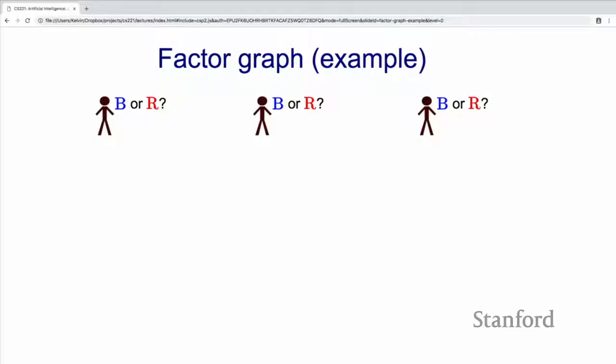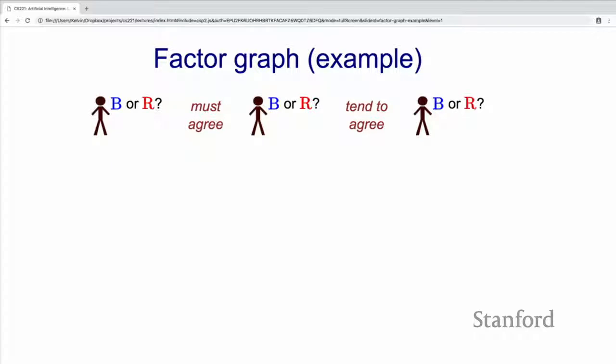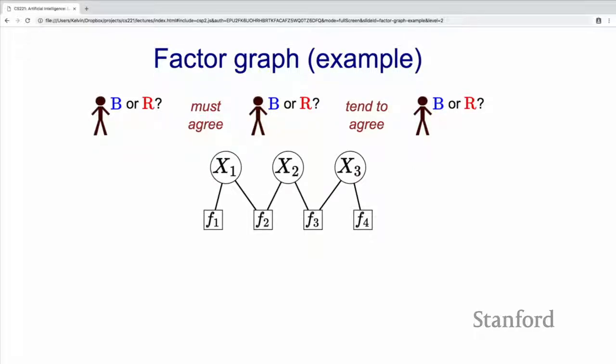All right, so I think we saw this picture of a factor graph last time. Here's a concrete example of a factor graph. Let's suppose you have a bunch of people, and they either prefer blue or red. And we have this prior knowledge that the first person must agree with the second person, and the second person tends to agree with the third person. So we can model that as a factor graph.